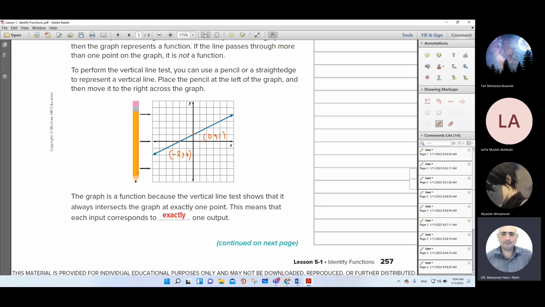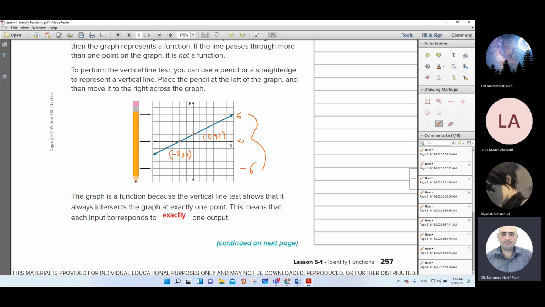This is the vertical line test. As you see here, what is the value of x here? 1, 2, 3, 4, 5, 6. Here 6. What is the value of x here? Here 0. What is the value of x here? As you see here, -6. 1, 2, 3, 4, 5, -6. So as you see, the value of x does not repeat. We have different values of x, which means this is a function.